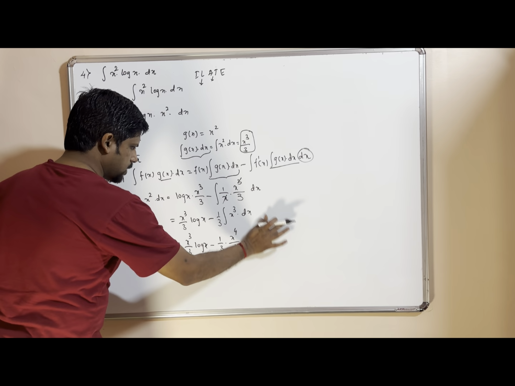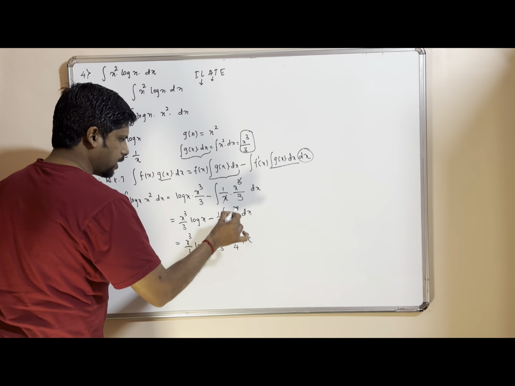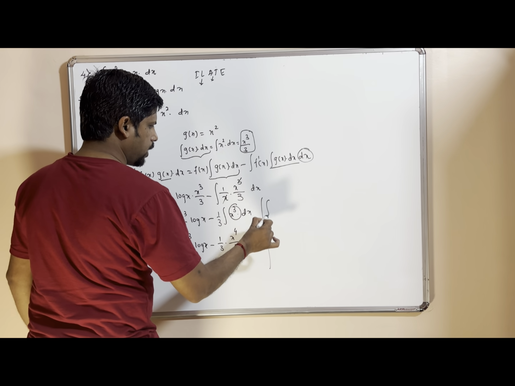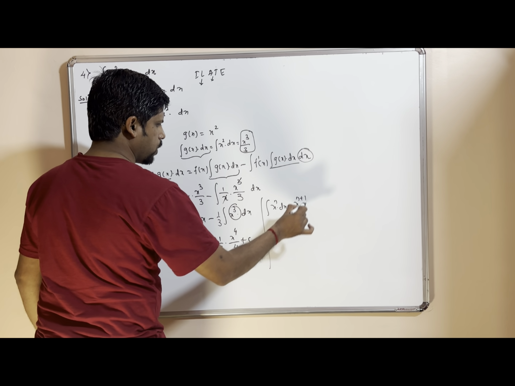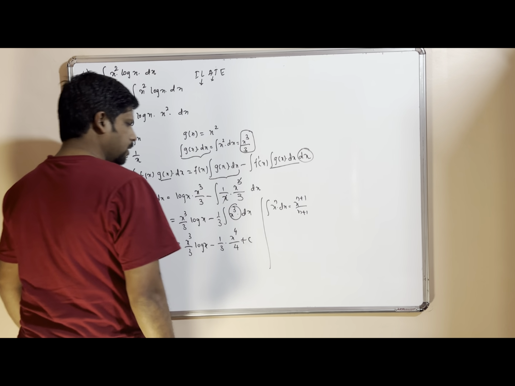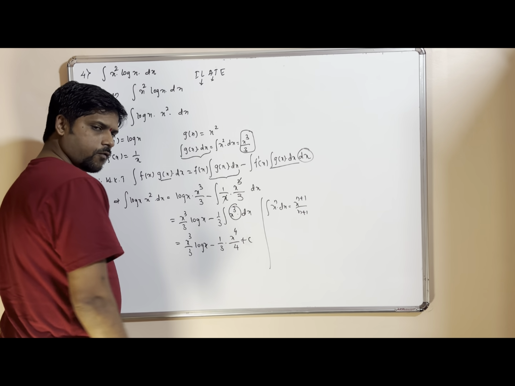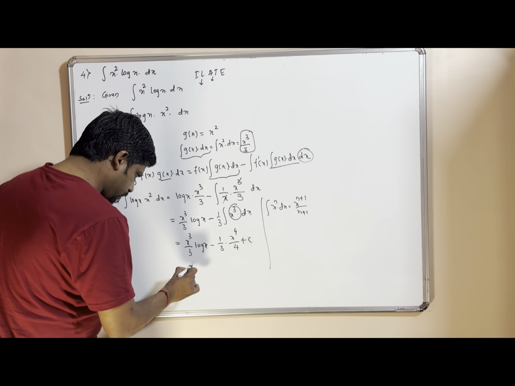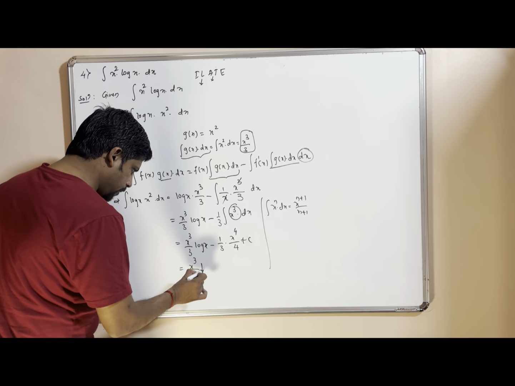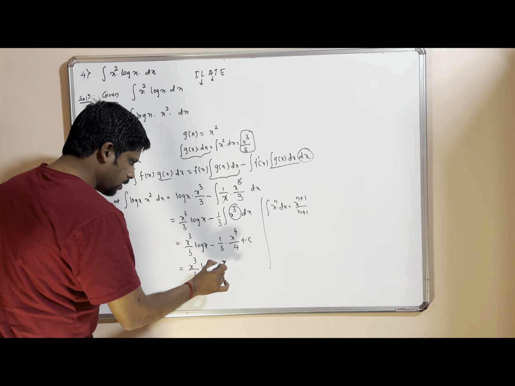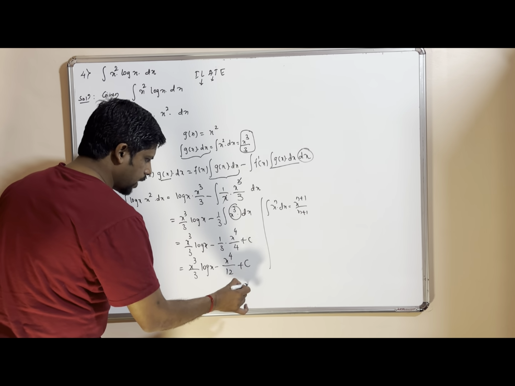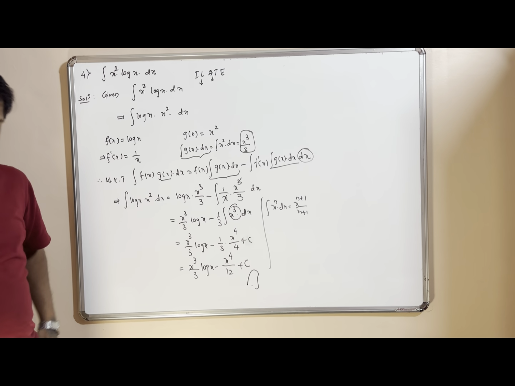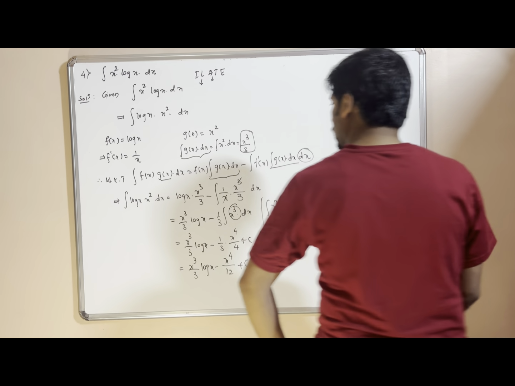into plus c. Which formula do we apply? Integration of x to the power n into dx, that is x to the power n plus 1 divided by n plus 1, right? So x to the power 4 divided by 4 plus c. So what is the final answer? x cube by 3 log x minus x to the power 4 divided by 12 plus c, which is the required solution. Note it down.